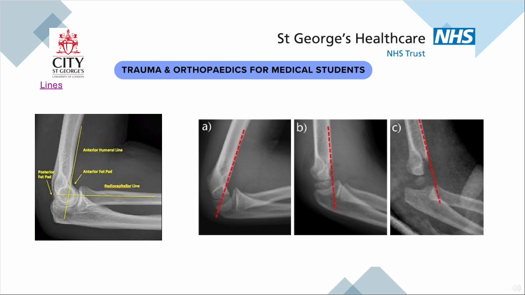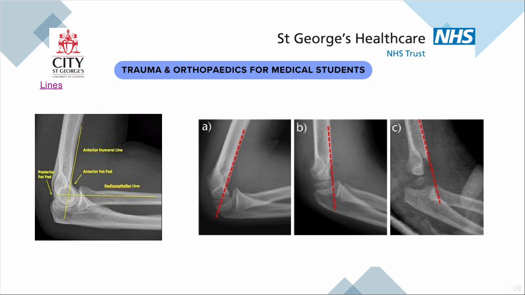Other things that help when analysing elbow x-rays are knowing what lines to draw. We can draw a line along the front of the humerus down into the capitellum, and that's called your anterior humeral line, and that should cross at the junction between the anterior third of the capitellum and the middle third of the capitellum.